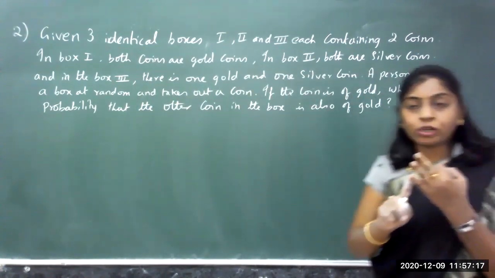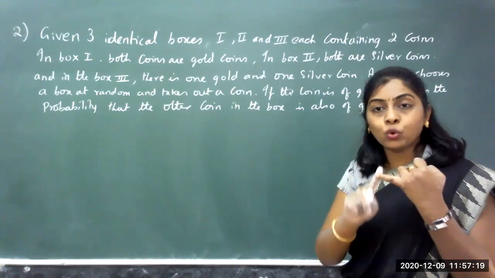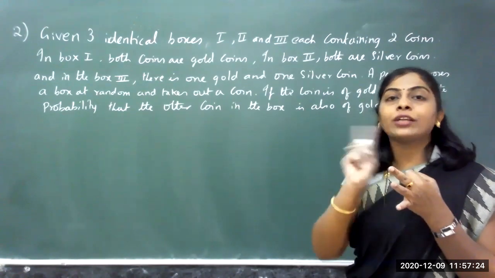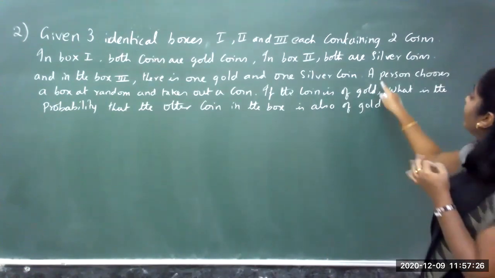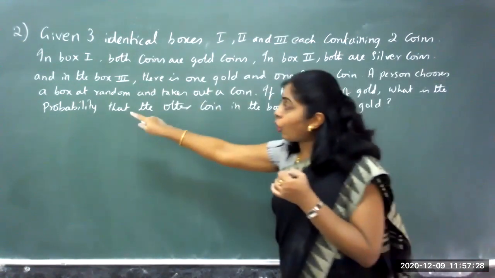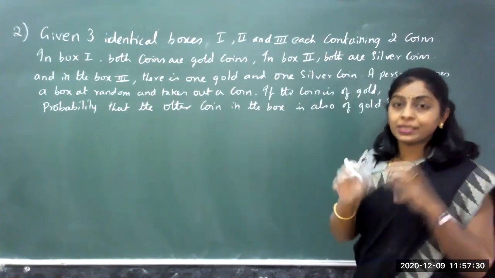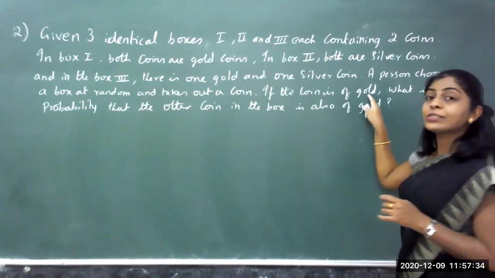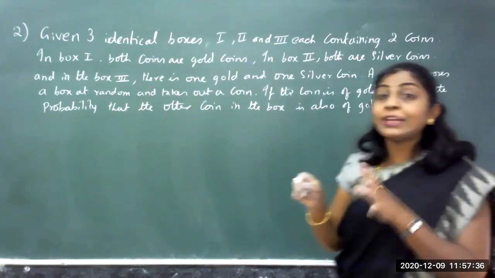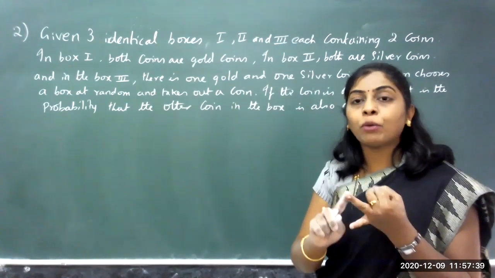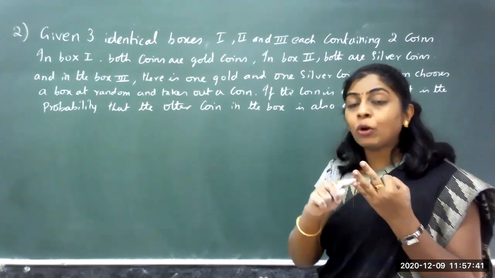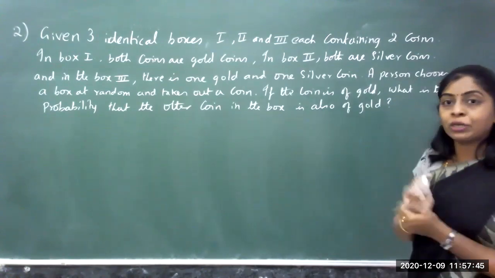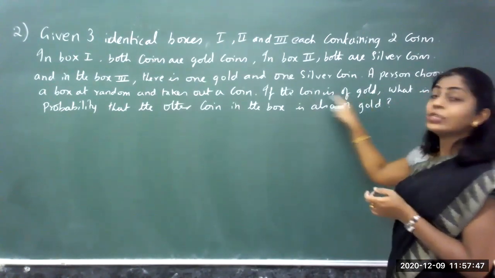So there are three boxes. In one box, two gold cards. In the second box, two silver cards. In the third box, one gold and one silver card. A person chooses a box at random. Any one box is picked at random. Takes out a coin. There are three events occurring: box 1, box 2, box 3. In all the boxes, there are two cards. And the other event in this experiment is choosing the gold coin.